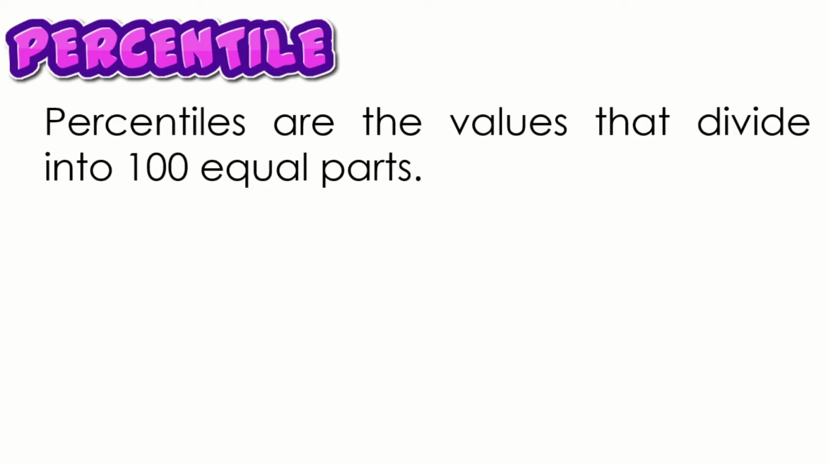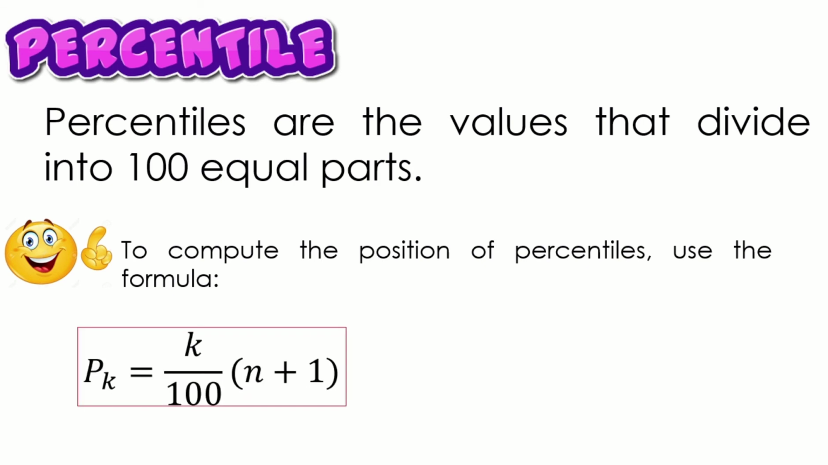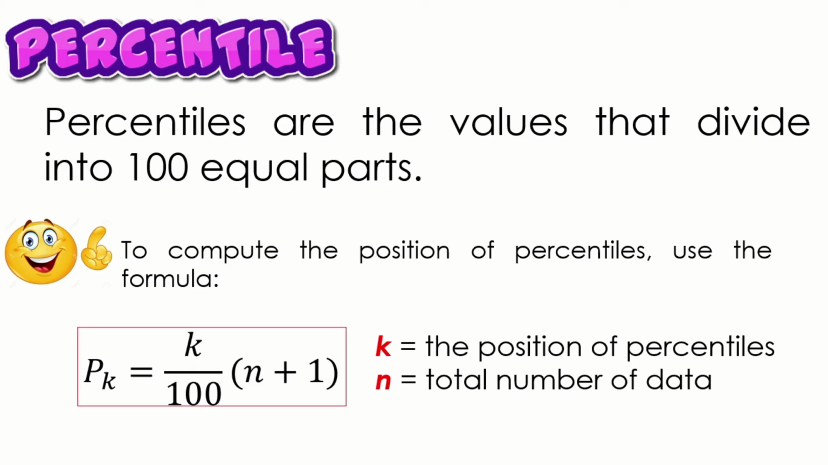Percentiles are the values that divide the data into 100 equal parts. To compute the position of percentiles, use the formula P sub k is equal to k over 100 times n plus 1. Parang parehas lang sa decile, yun nga lang, 100 na yung denominator niya. Where k is the position of the percentile, and n is the total number of data.